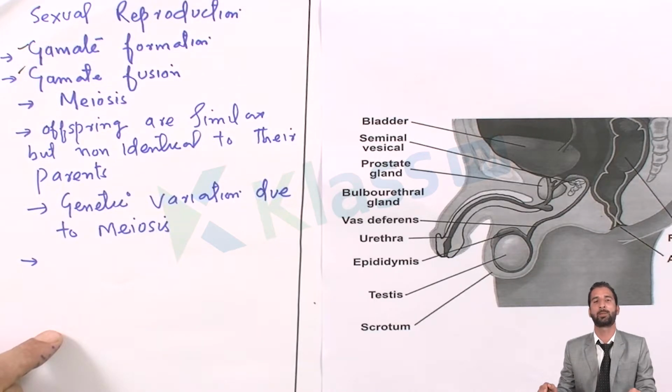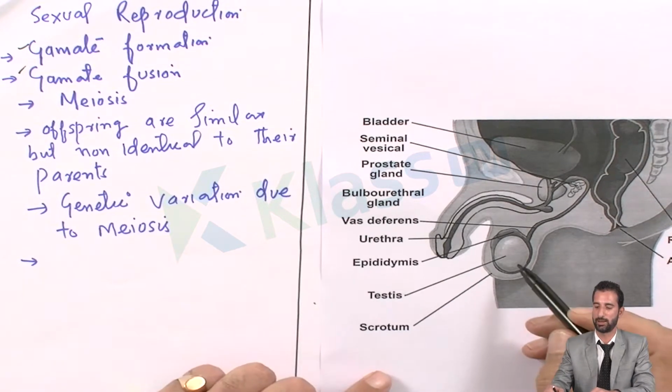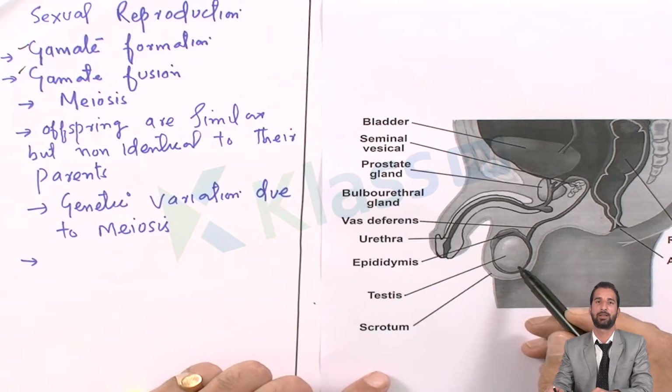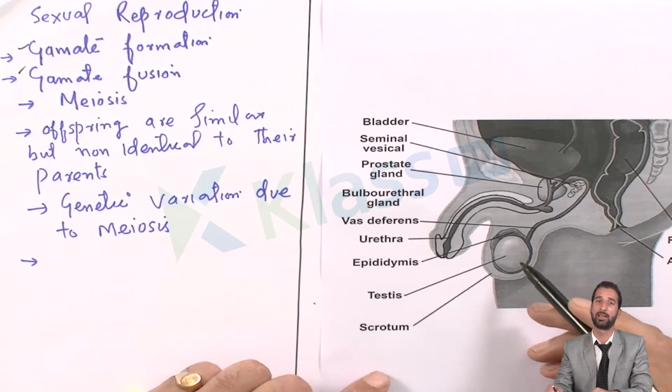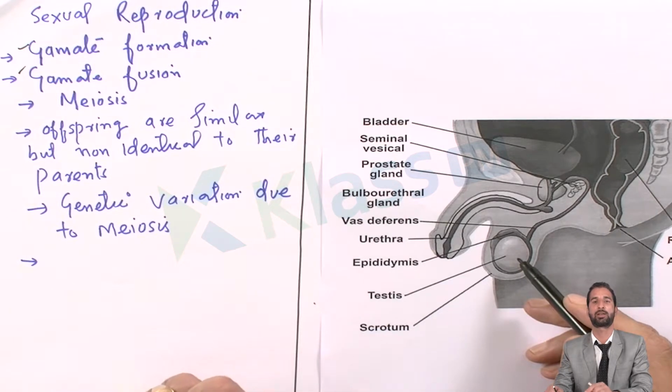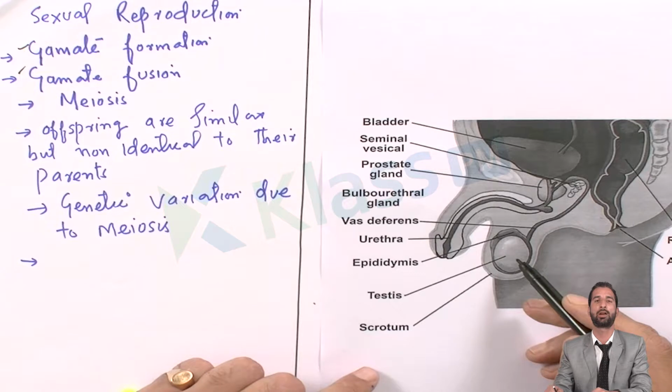The site of spermatogenesis, that is the formation of sperm, is the seminiferous tubules of the testes. You see here, this is the testes. There is a pair of testes in humans, lying in the scrotum, which lies outside the body. The testes are made up of a structural unit, the seminiferous tubule. There are about 800 to 900 coiled tubules in one testis, and the seminiferous tubule is the site for sperm formation.